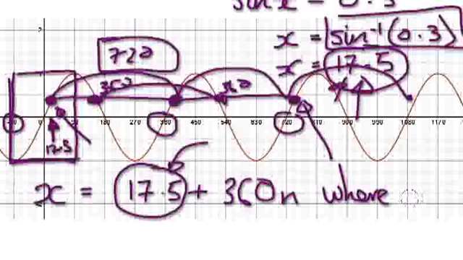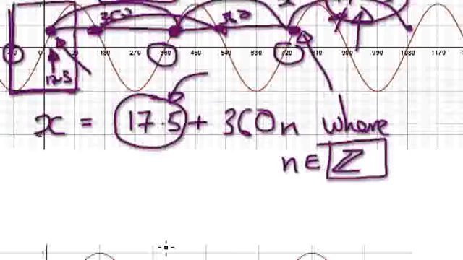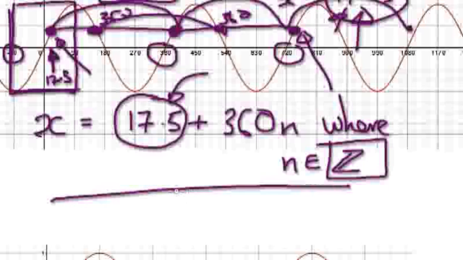So you have to write x equals 17.5 plus 360n, where n belongs to the set of integers. I've done a video on this. Remember our number line: 0, 1, 2, 3, and so on.